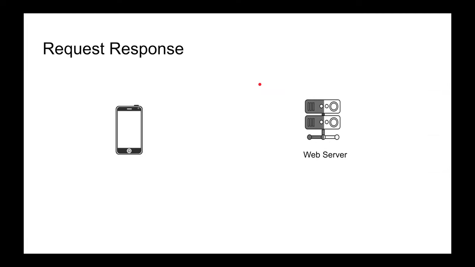So, let's start with the request-response model. It's a very elegant and simple design that was created in the 90s, and the whole internet is running on this thing. That's why it's popular. So you're a client, you're a web server, and the client makes a request.